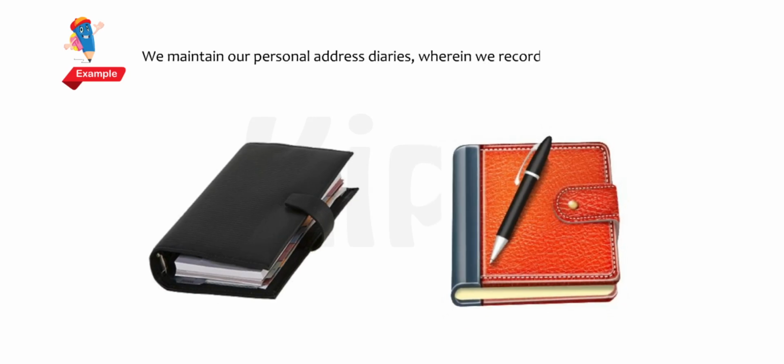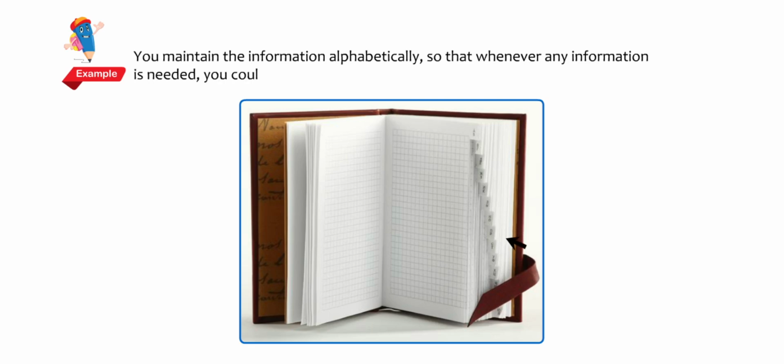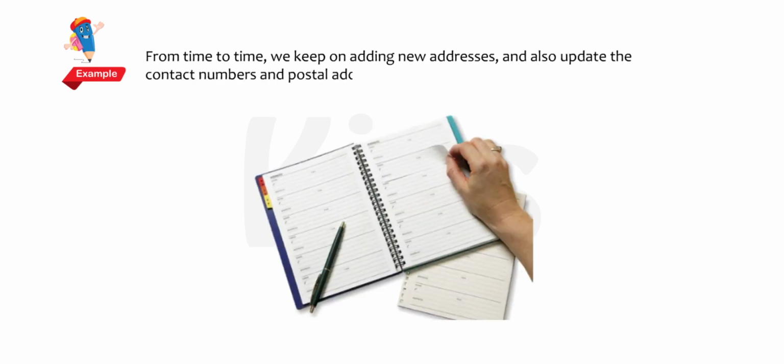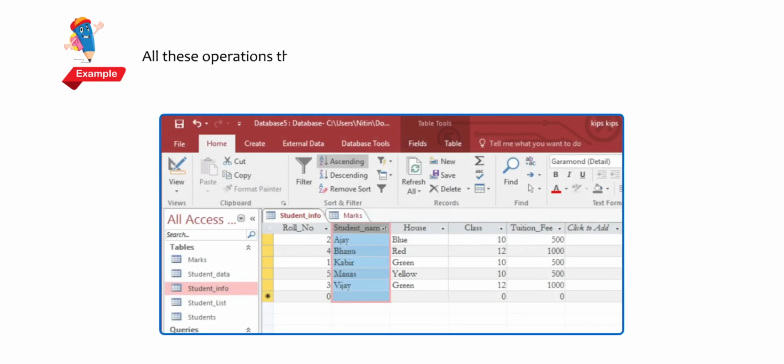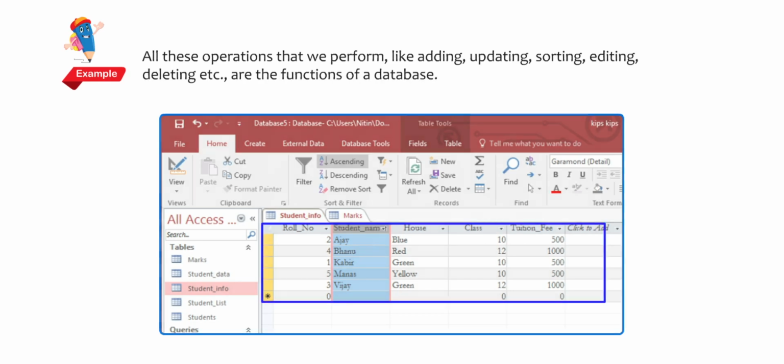We maintain our personal address diaries, wherein we record addresses and telephone numbers of our friends. We maintain the information alphabetically so that whenever any information is needed, we could browse and extract the information quickly. From time to time, we keep on adding new addresses and also update the contact numbers and postal addresses of our friends if there is any change. All these operations that we perform like adding, updating, sorting, editing, deleting, etc. are the functions of a database.